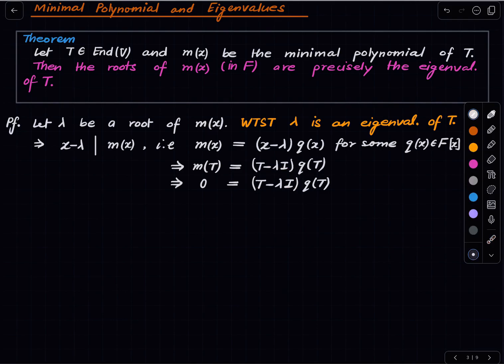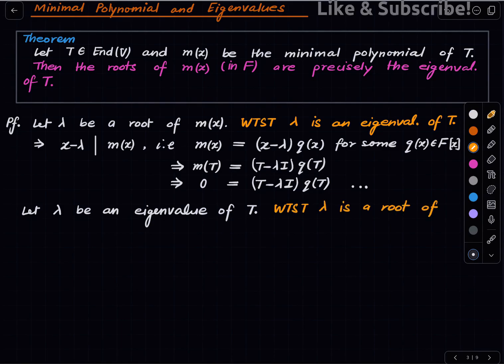So I don't want to write all this. I've said it in words, you can write it in your notes. Okay, for the other direction, start with an eigenvalue of t. We want to show that it is a root of the minimal polynomial, a root of m(x).